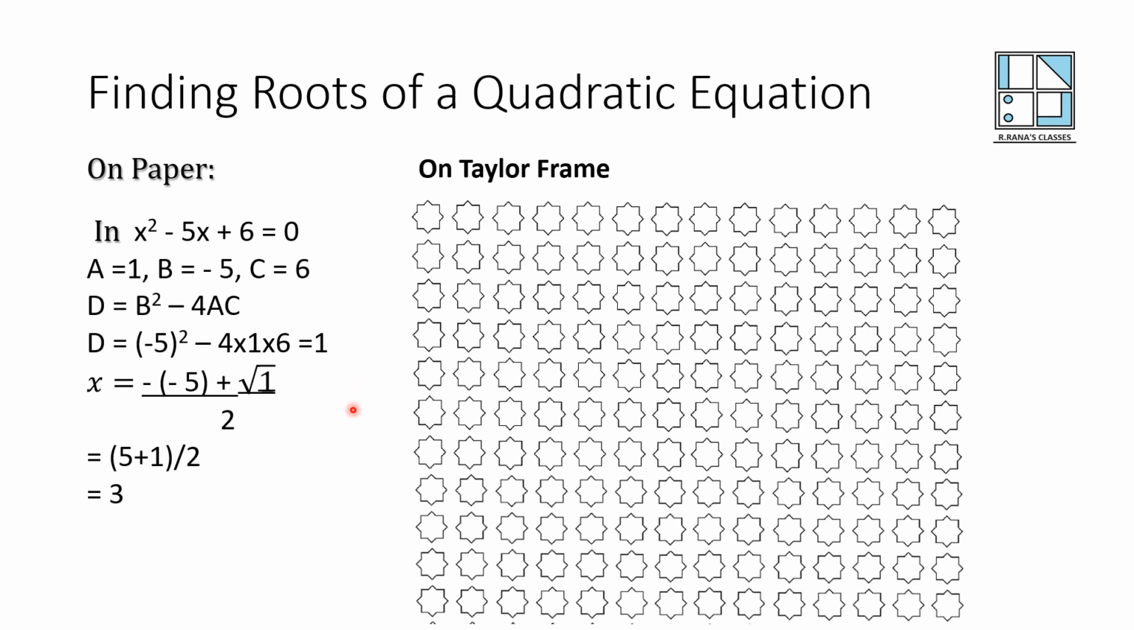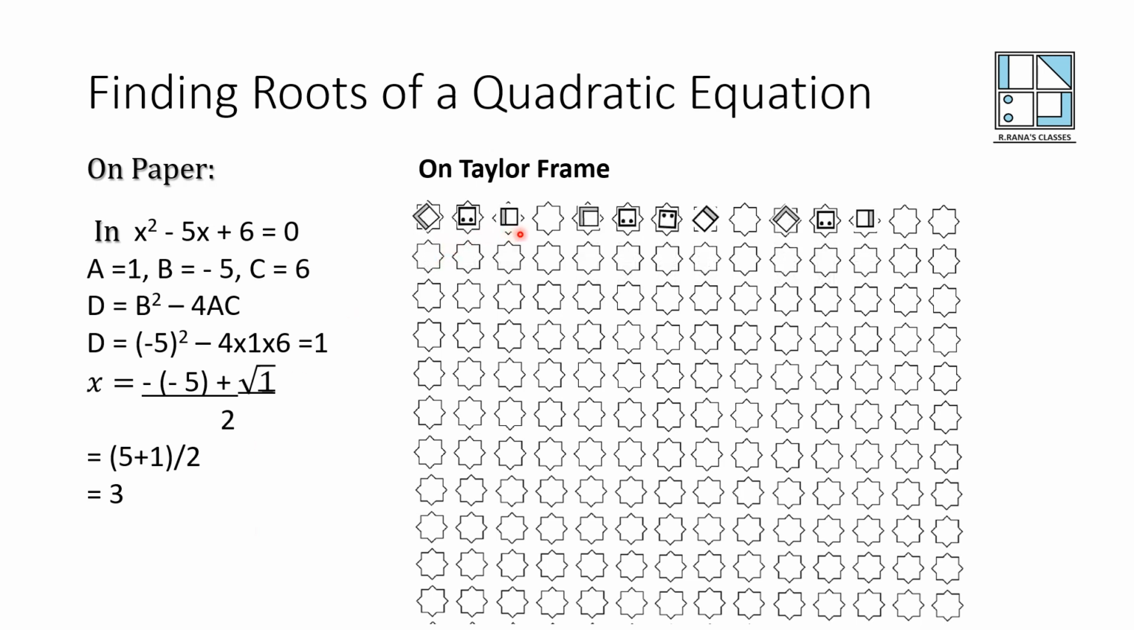Now x is equal to, using the formula, minus b, that is minus of minus 5, plus square root of d, that is square root of 1, upon 2, which is equal to 5 plus 1 upon 2 and is 3. This way we have calculated on paper the first root of the quadratic equation. Let's move to the Taylor frame.